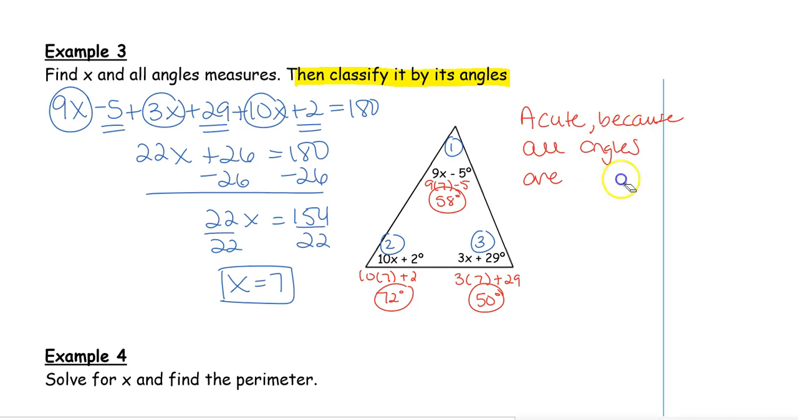And when you name it, you do have to justify your answer always. Tell me why you made that conclusion. So how did you conclude that it was acute? I knew it was acute because all of the angles were acute.